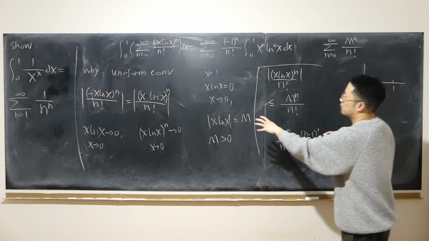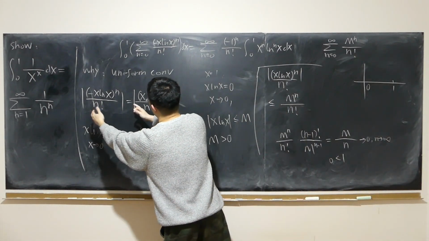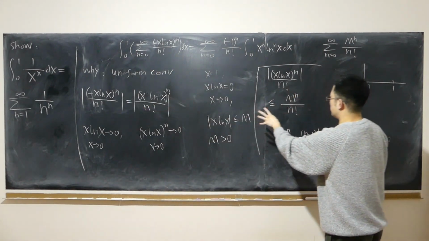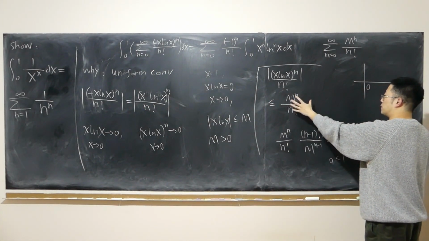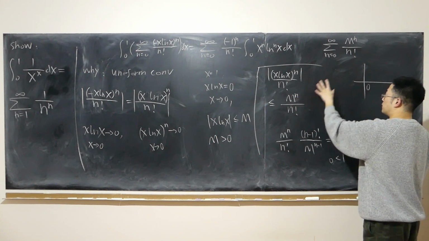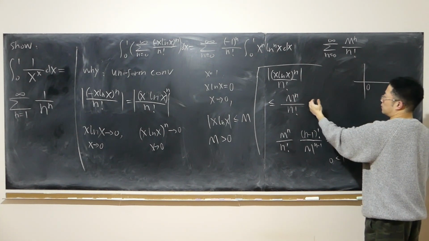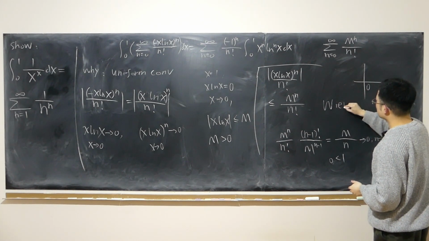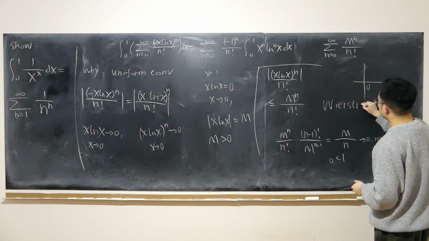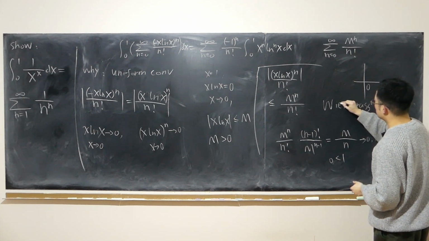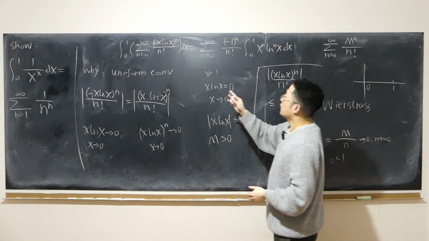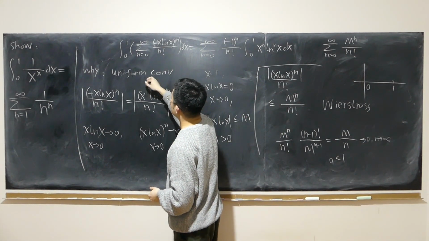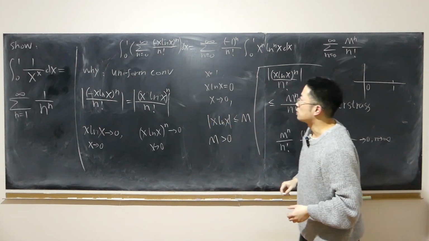Therefore, the absolute value of the general term of this functional sequence is less than or equal to the general term of an infinite series that is convergent. Therefore, according to the Weierstrass test, this functional series has to be uniformly convergent. So therefore, it is legal.